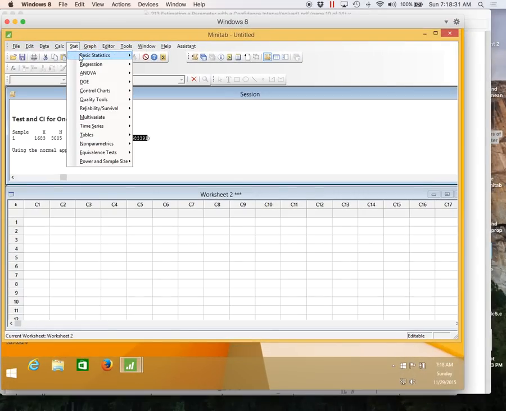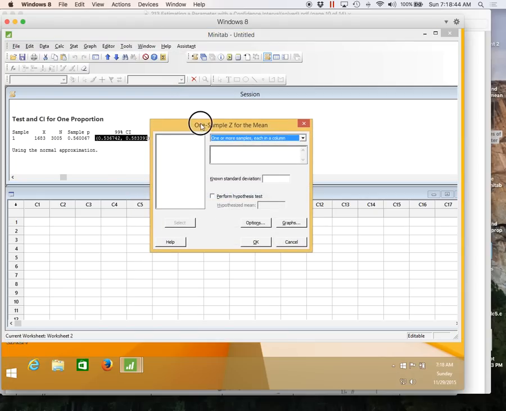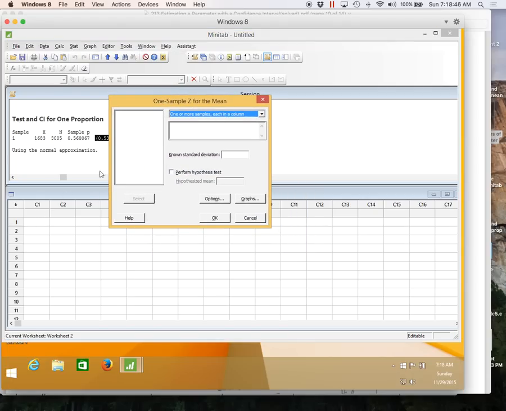Okay, so we go to Stat, Basic Statistics. This is a one sample Z. Especially if you hover, you can see it's giving you a description. We're trying to determine whether the mean differs when the population standard deviation is known. Okay, do we have sample data in a column? Not this time. We could if we wanted to.